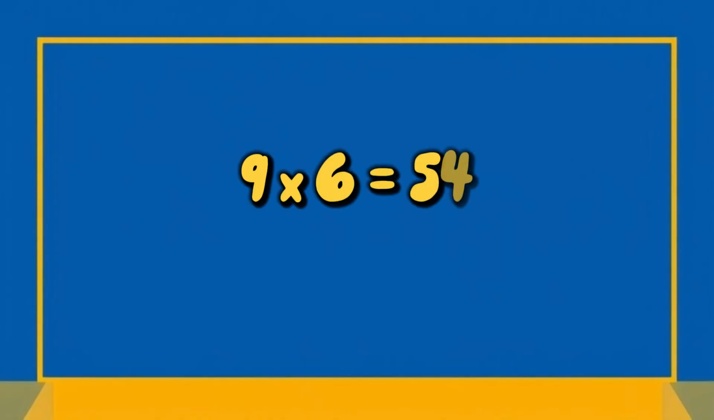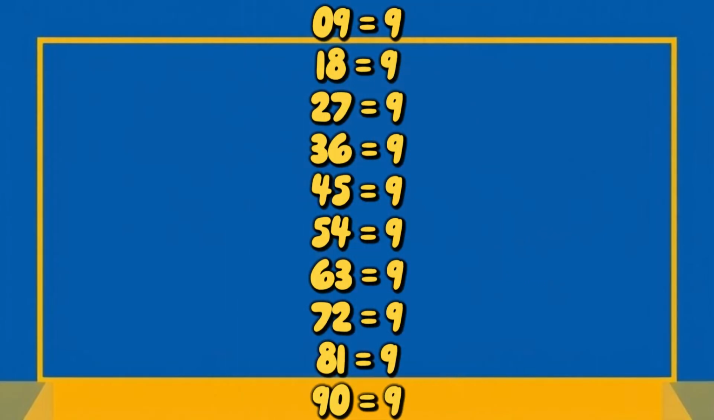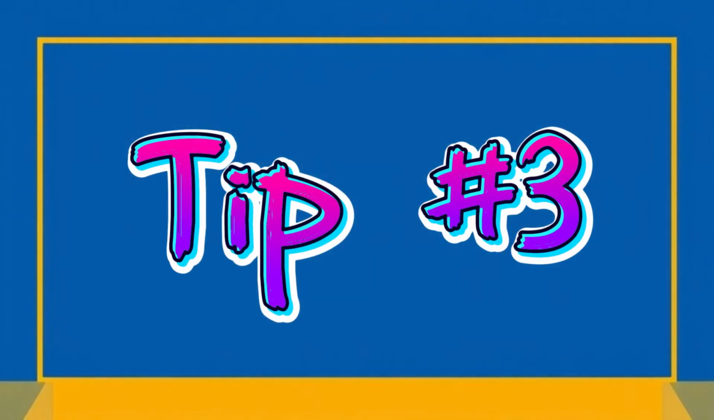Let's try another one. 9 times 6 is 54. Add 5 and 4. It's 9 again. This trick works every single time. This next tip uses the first two to make understanding multiples of 9 easier.